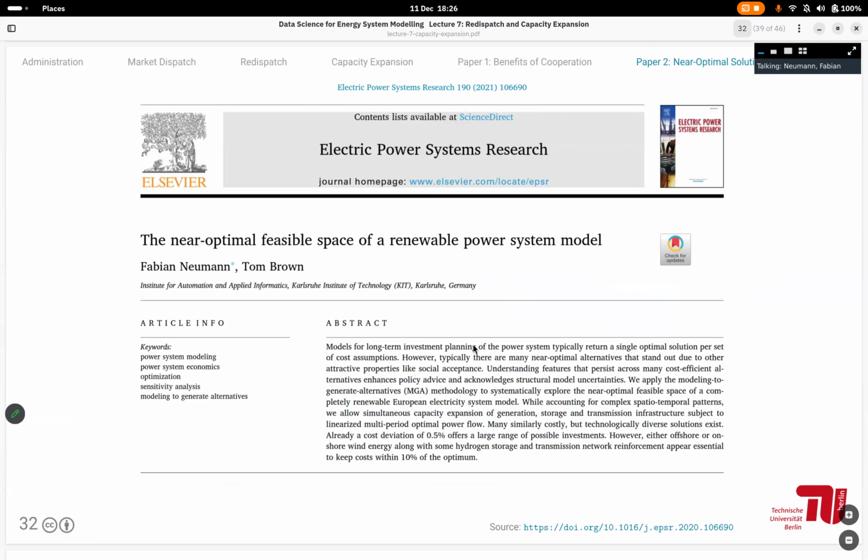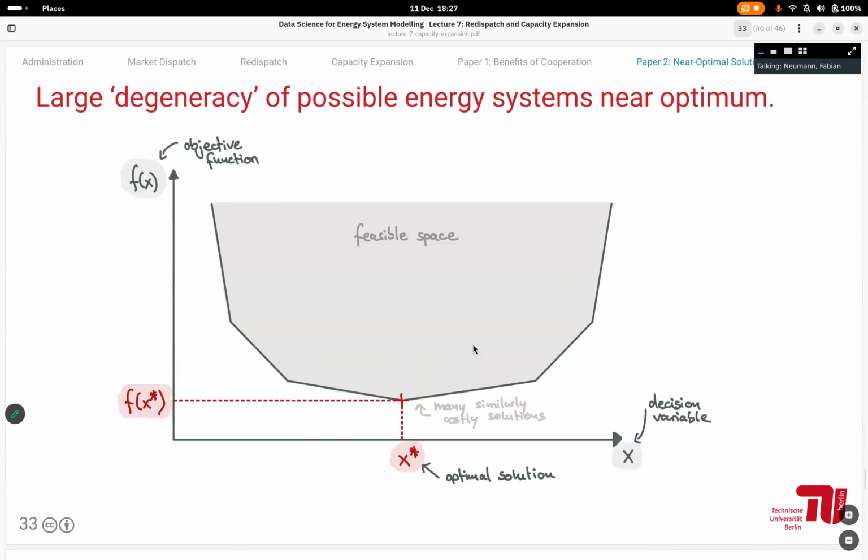This is one of my PhD papers where we looked at so-called near-optimal systems, trying to quantify what alternative solutions there actually are within 1 or 2 or 3% of the cost optimum, and whether that gives us any interesting information about solutions that are less dependent on certain technologies or more publicly acceptable.